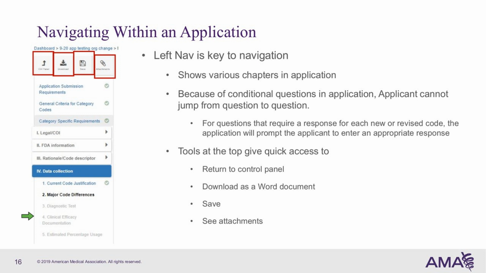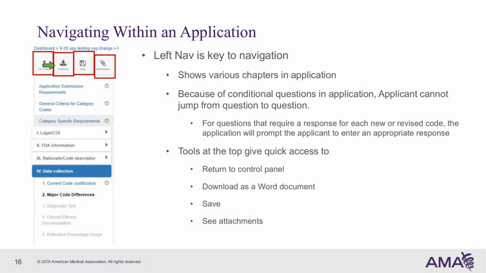One part of the left navigation that we found people generally just miss: there are 4 key boxes at the top. These are really important because this gives you a place to save right in line. We save every 2 minutes. Every time you go to a new question, it saves automatically. But if you add some text and you want to save right there to make sure, there's a save button here. The attachments shows you which attachments you've uploaded.